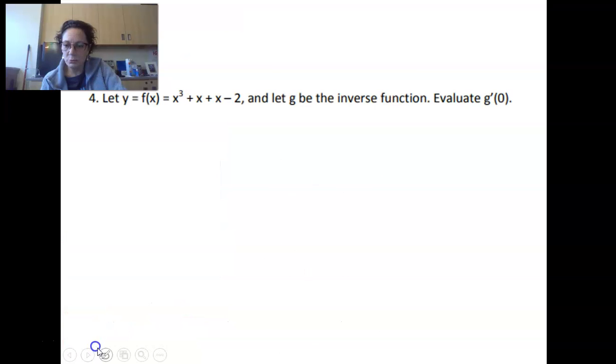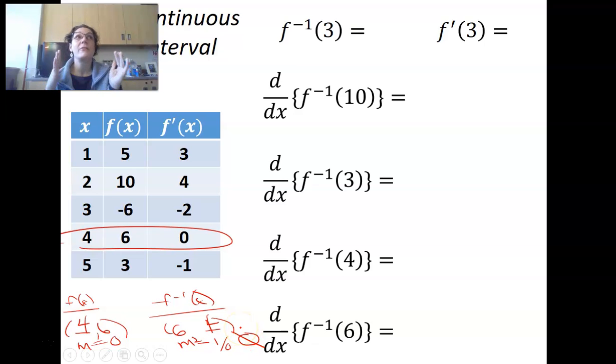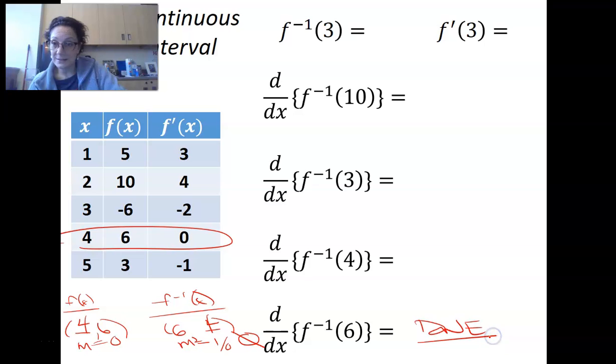Over here, they told me my slope is 0, so what does that make my slope over here? That's a reciprocal of that, 1 over 0, which is undefined. Think about this. If you have a function that has a horizontal tangent, if you do a reflection, that horizontal tangent becomes a vertical tangent, which is a no-no for derivatives. So this derivative doesn't exist.